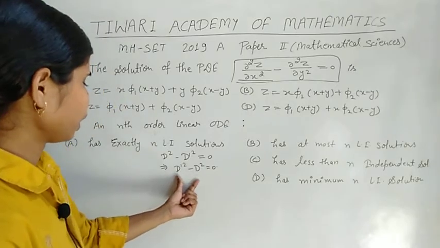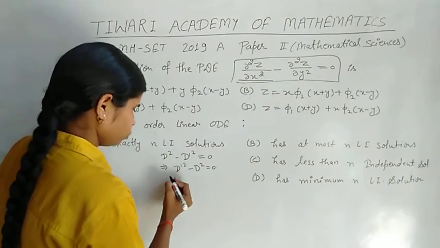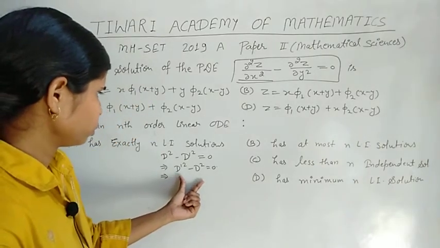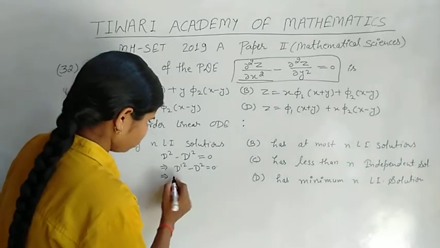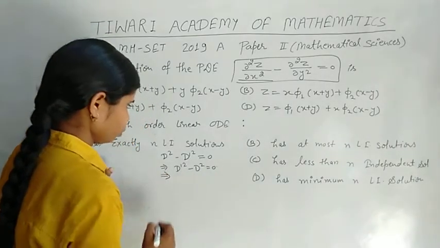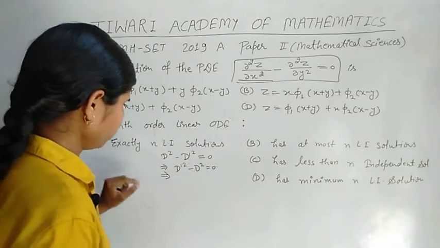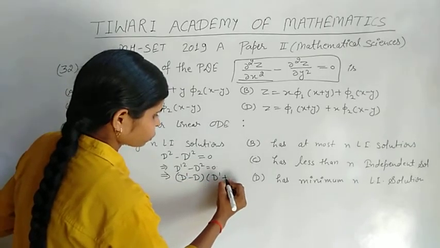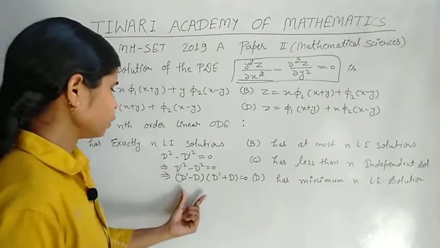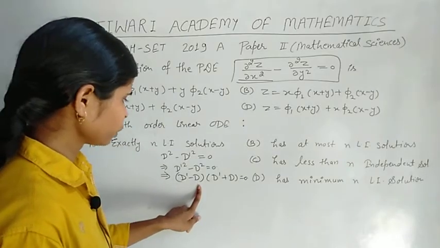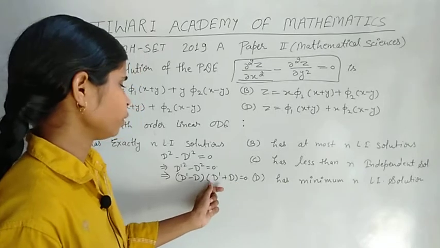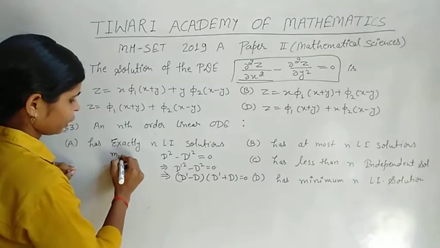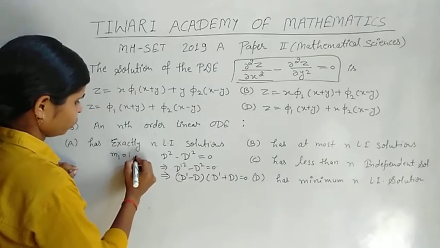If we write this in terms of m, in this form: (D' − D)(D' + D) = 0. If this is equal to 0 then the value is plus 1, and if this is equal to 0 then the value is minus 1. So in this case we write m1 = +1 and m2 = −1.